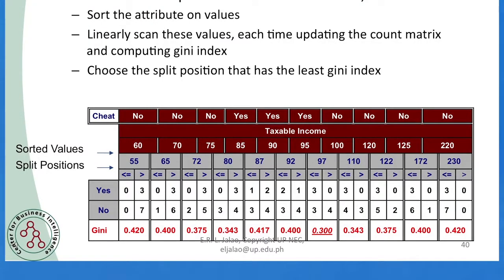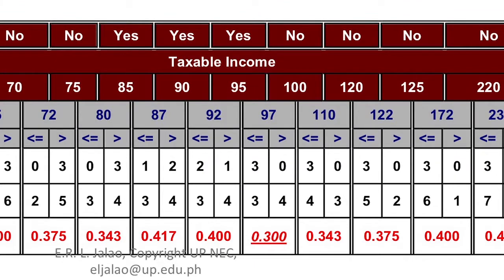Okay, so in this example, we see that we would like to split the data at 97, because it gives us the 0.3 Gini index, which is the most pure split that we get if we sort through taxable income. So in essence, the split is less than or equal to 97 or greater than 97. So we have 3 yes and 3 no for less than or equal to 97, and if it's greater than 97, you have pure no.